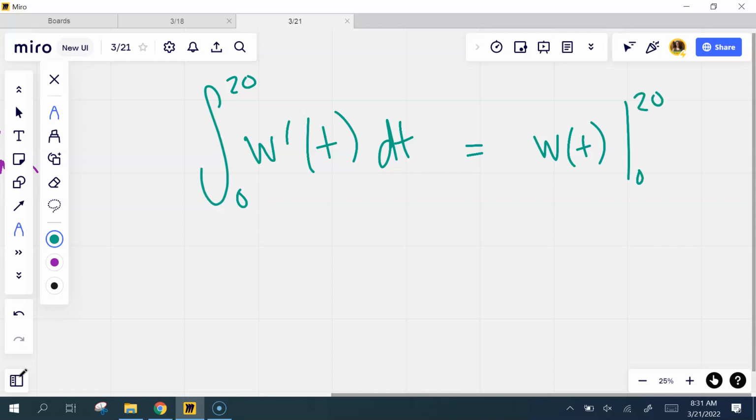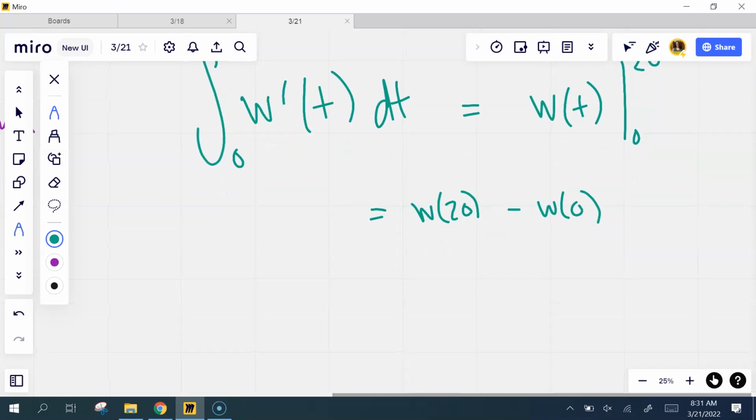Both of those are values on your table. So this is W of 20. This is just testing your knowledge of the fundamental theorem. All it's doing is W of 20 minus W of 0. So I get 71 minus 55, which is 16 degrees. That was 1 point, by the way, for the value.